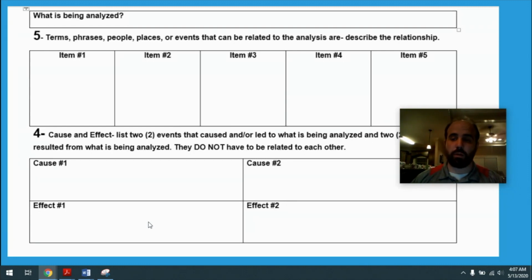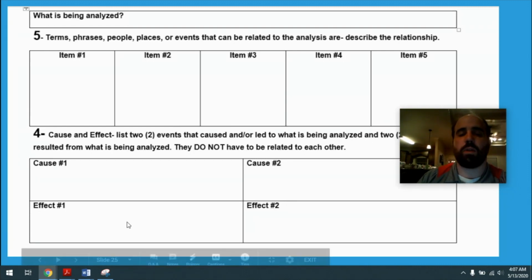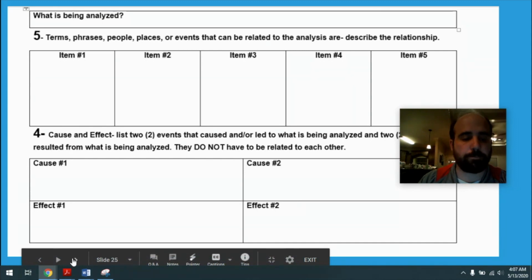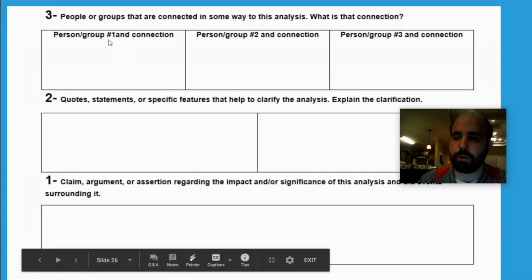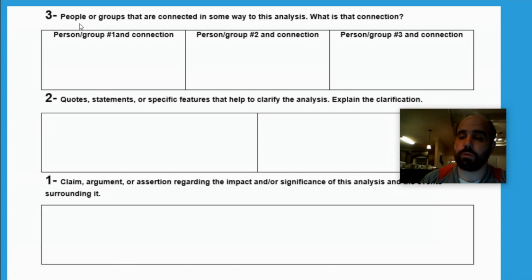So they don't have to be related. They can be, but that's the 4 part, is your cause and effect. Okay. Then we want to look at the 3. Okay. So now we get a little specific. 3 people or groups that are related or connected to this document in some way.